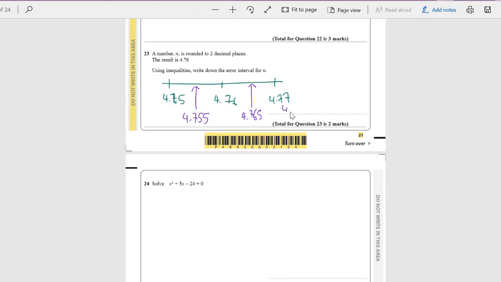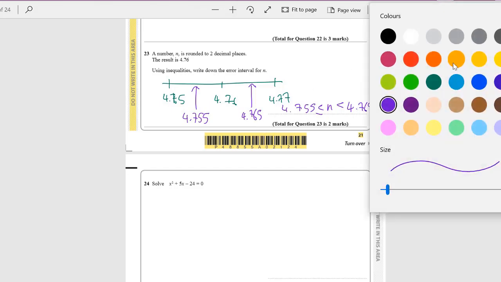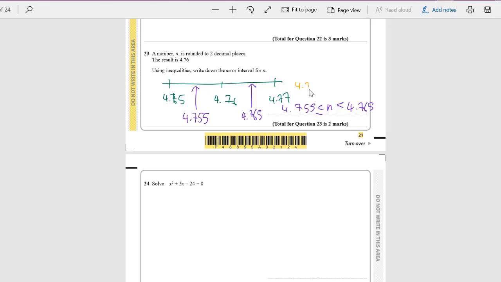So you say 4.755 is less than or equal to n, which is less than 4.765. Although you could also say 4.755 is less than or equal to n, which is less than or equal to 4.764. And I mean, if you wanted to play around with the inequalities, you'll get different things.